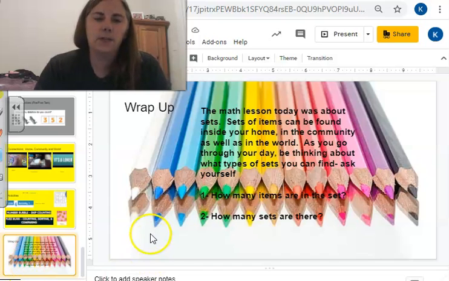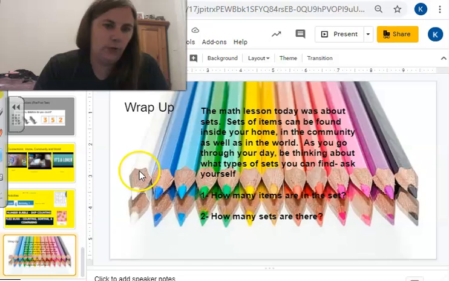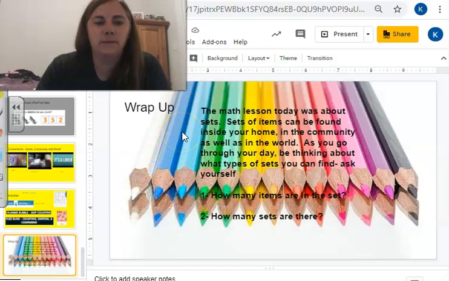You could start with this picture here. There's a bunch of colored pencils. But if you notice, we have 2 of each in our picture. So there's 2 purple, 2 pink, 2 yellow, 2 green, 2 blue, 2 white. So they're equal sets of 2 colors each. So think about that as you go through your day and see how many other sets you can find around you.